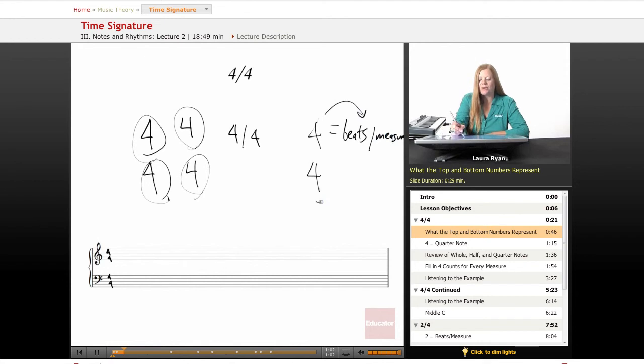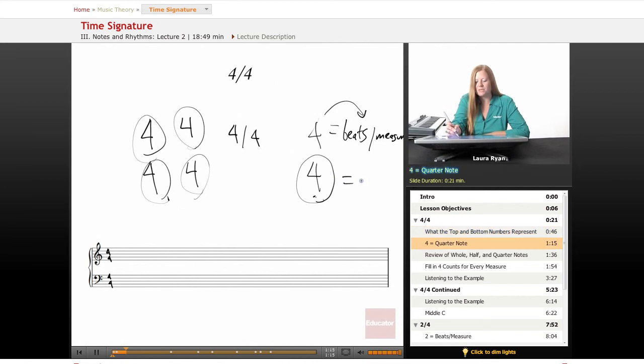And the bottom number is indicating what kind of note is getting the beat. We just learned about our whole notes, half notes, and quarter notes. So the 4 is a stand-in for a quarter note. This is something you're going to see a lot. Most of the time signatures in the Introduction to Music Theory classes you'll take will be 4/4, 2/4, 3/4. You could write this like this, and it would mean exactly the same thing as this.